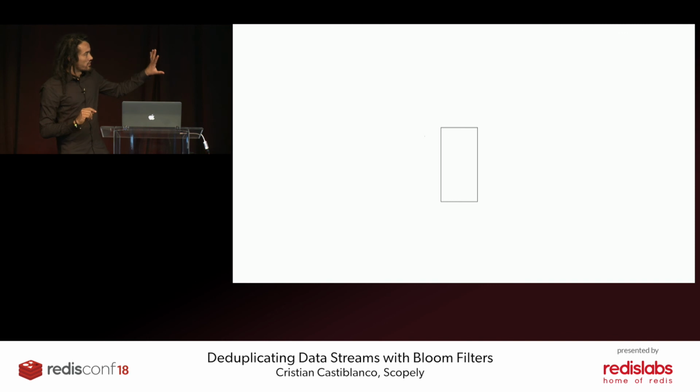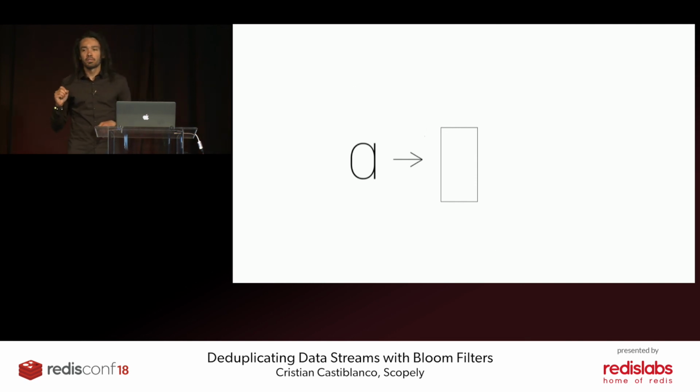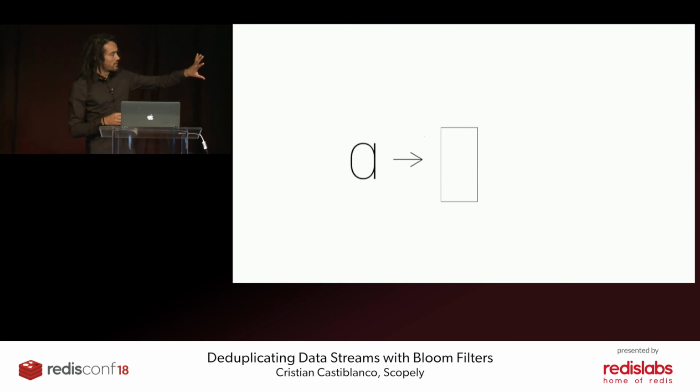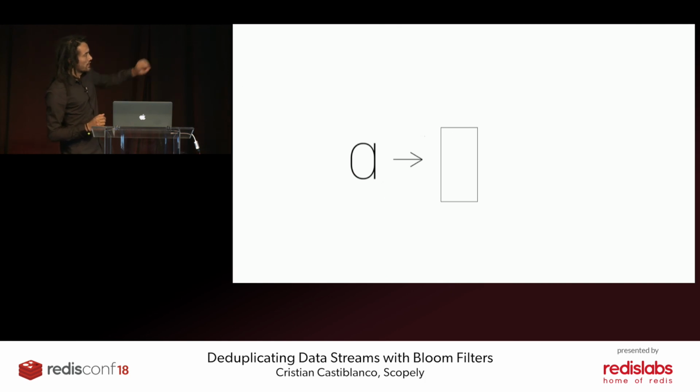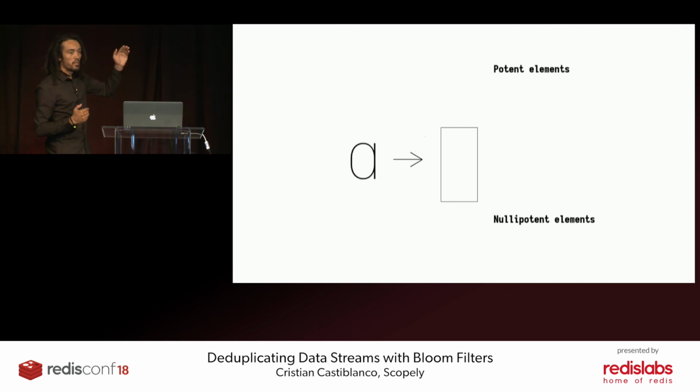Let's assume this square represents a Bloom filter. It's empty right now. So let's imagine that we're going to start adding items to this filter. And for some reason, the bits in the set, we're going to represent them as pixels, right? So the first element, when we want to insert it, is going to look like an A, okay? And what we want to know is if this element is potent or nullipotent. Potent meaning that we have not seen it before, and hence we have to process it. Nullipotent meaning that we already saw it, and we're going to ignore that event.